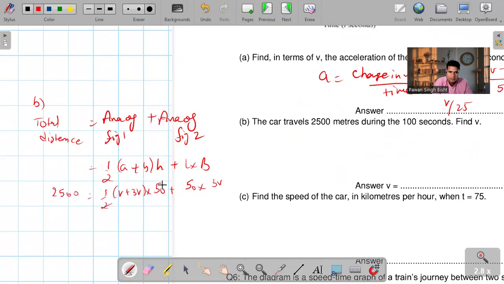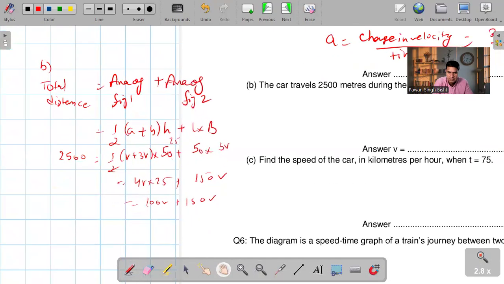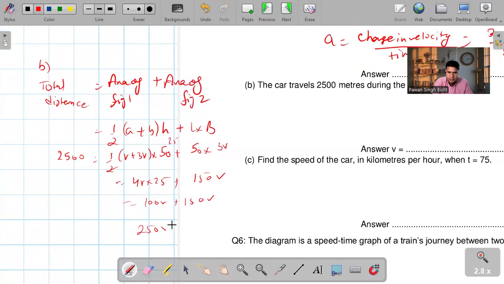So half times 25... v plus 3v is 4v. 4v times 25 is 100v, and 50 times 3v is 150v. 150v plus 100v is 250v. 250v equals 2500. So v will be 10 meters per second. I got the value of 10.